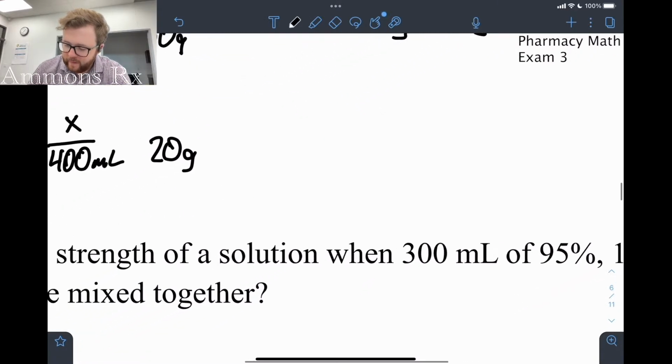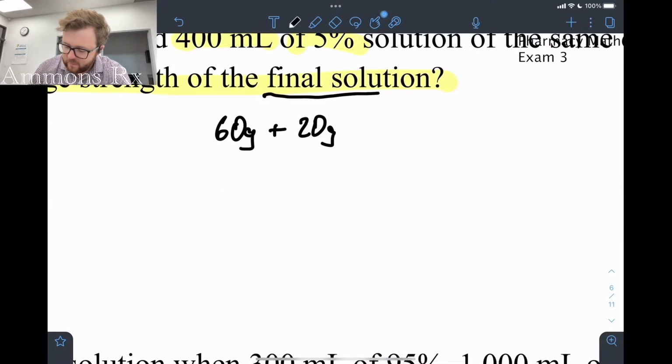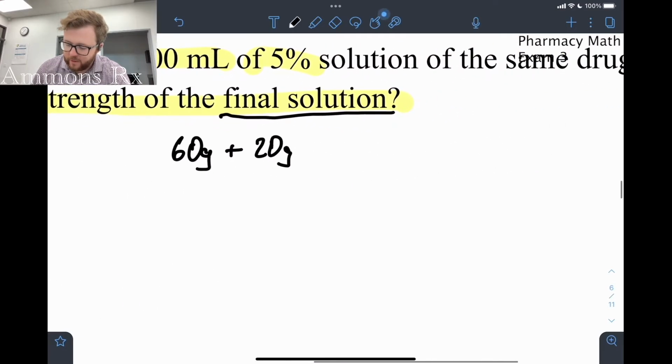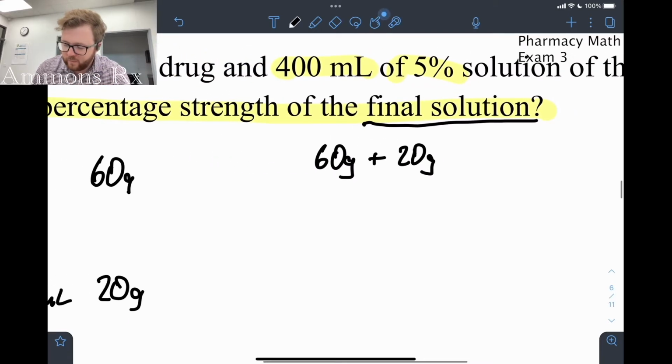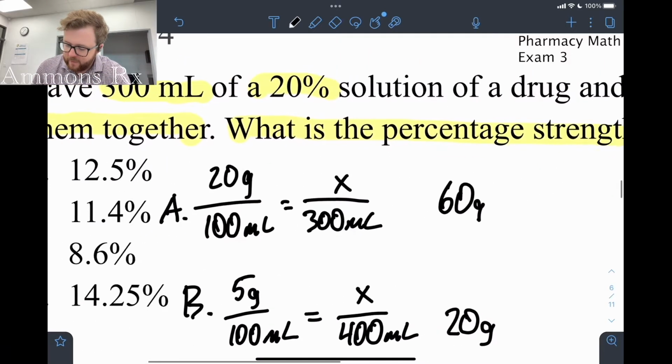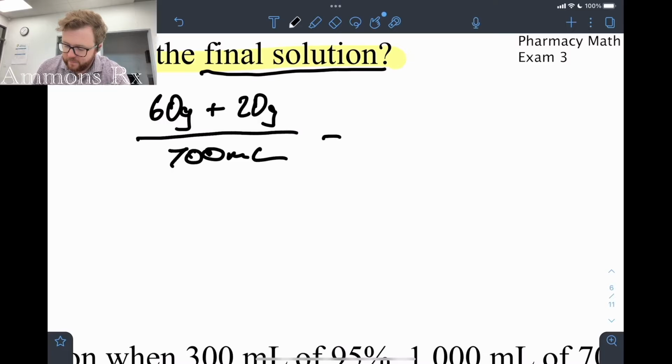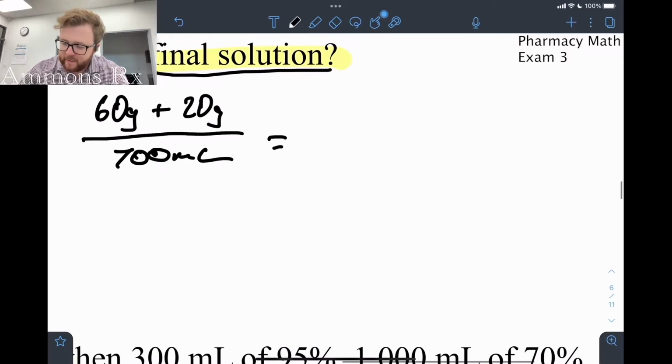So just remember, final solution, percentage strength of the final solution and percentage concentration are linked. So what we need to do is ask ourselves, okay, what volume of each do we use? So we had 400 mils of that one, 300 mils of that one. Together, they make 700 mils. So I'm going to do 80 divided by 700.